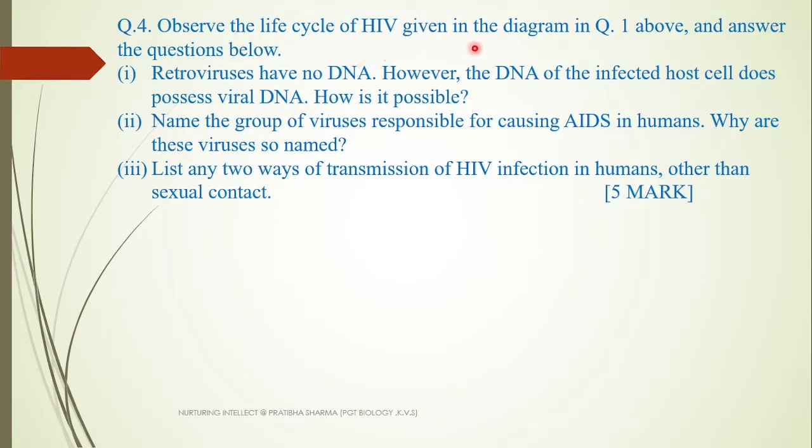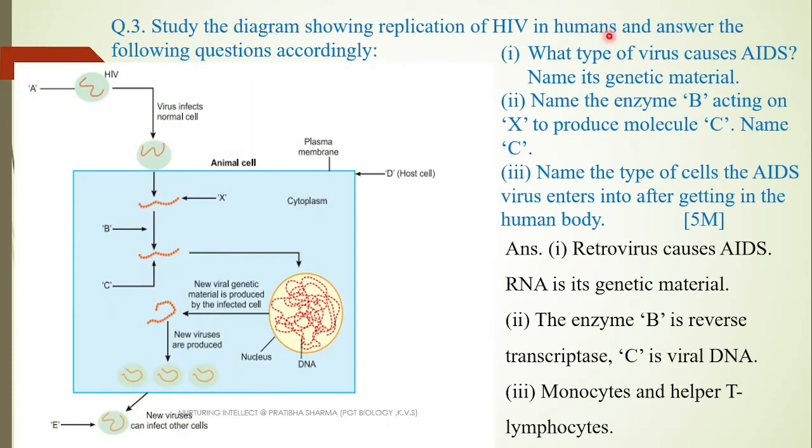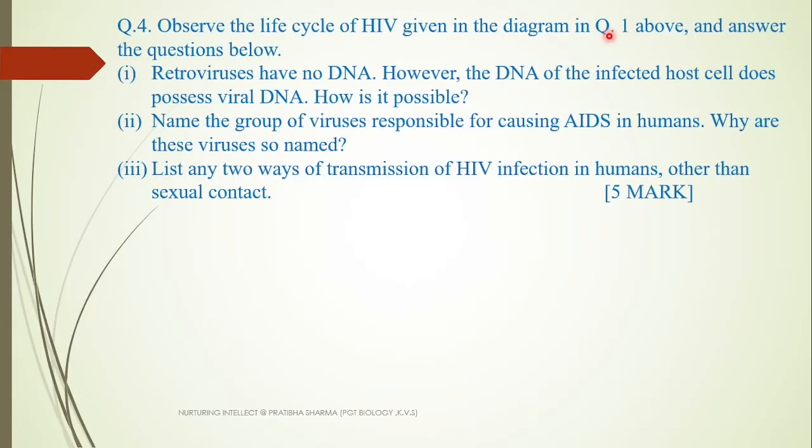Observe the life cycle of HIV given in the diagram in question 1. So this diagram, okay? And answer the questions below. Retrovirus have no DNA. However, the DNA of the infected host cell does possess viral DNA. How is it possible? The question says that retrovirus does not have DNA, it has RNA, but still the DNA of the infected host cell has viral DNA present. So how is this possible?